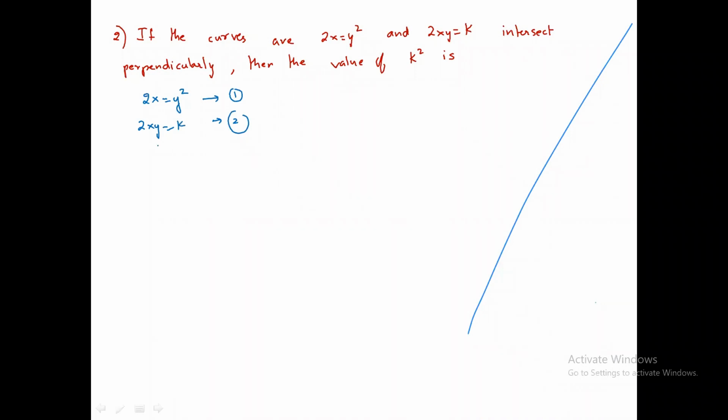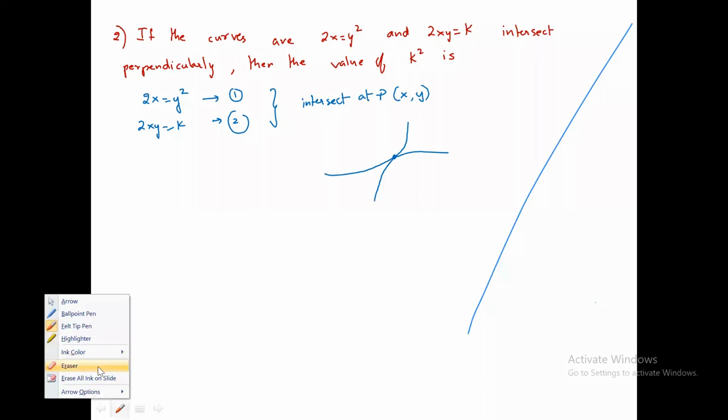Now, they are intersecting perpendicularly. So suppose these two curves intersect at (x, y). Roughly, I will give you the diagram. This is the first curve. This is the second curve. They are intersecting here. You can take it the other way also.